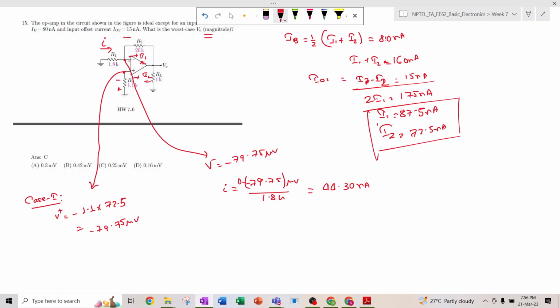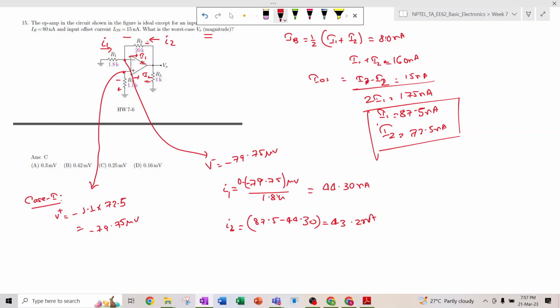So now the I1 current is flowing through the op amp. The rest of the current is supported by this. So the rest of the current is I2. The I2 will be 87.5 minus 44.30 nanoampere. So 87.5 minus 44.30, that is 43.2. So 43.2 nanoampere current will be flowing through this.